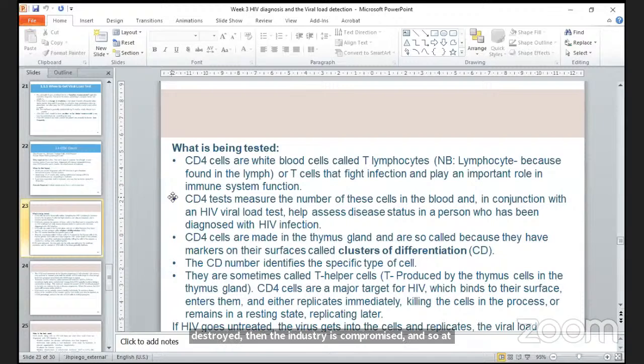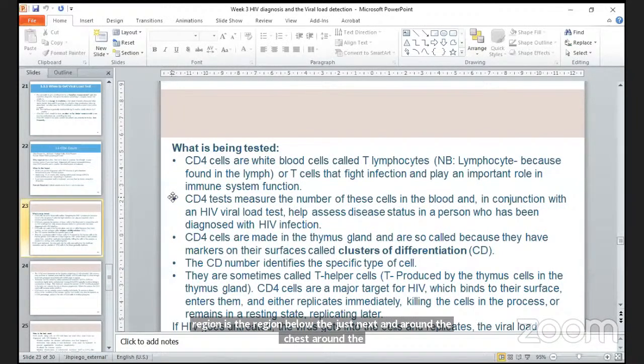It's called T because these cells are manufactured by the thymus gland. The thymus gland is one of the glands that produces white blood cells, and this one is normally found around the thymus region. The thymus region is just next to the chest, behind the sternum or the breastbone, if you like. Then they're called CD4, CD because they have markers on their surface.